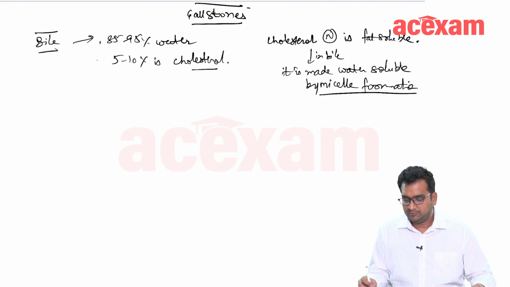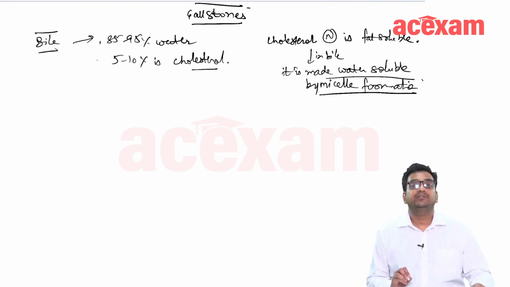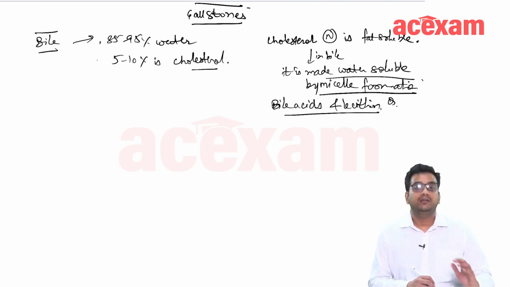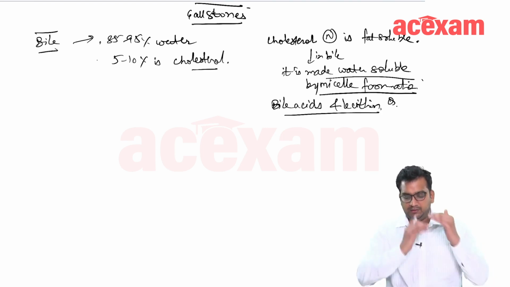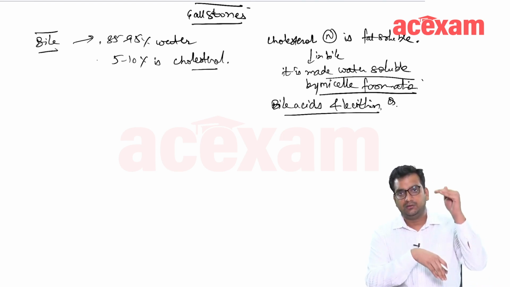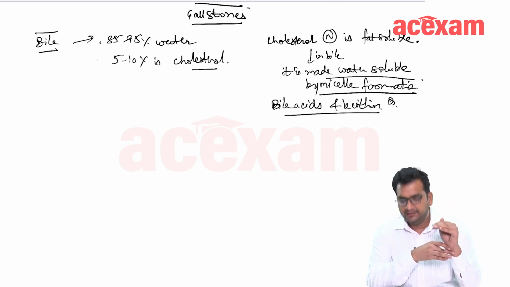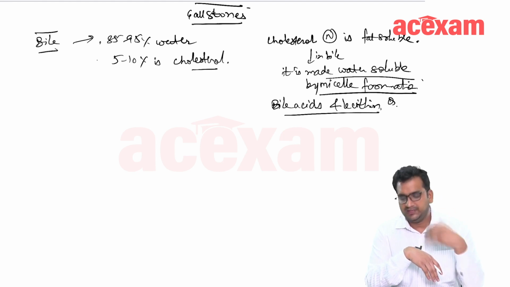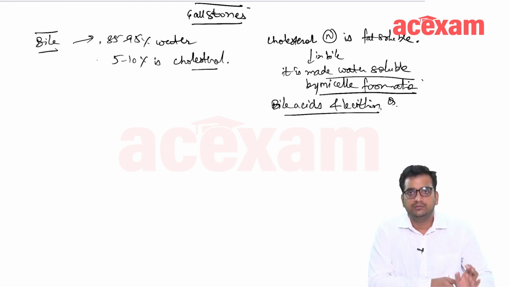Now, which structures help in formation of micelle? This is bile acids and lecithin. So, bile acids and lecithin help in formation of micelle. Whenever there is an increase in the cholesterol content, or a decrease in bile acids or lecithin, this will lead to cholesterol precipitation, and there is a possibility of cholesterol gallstone.